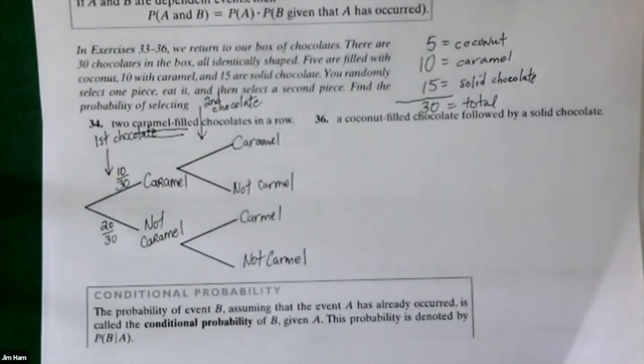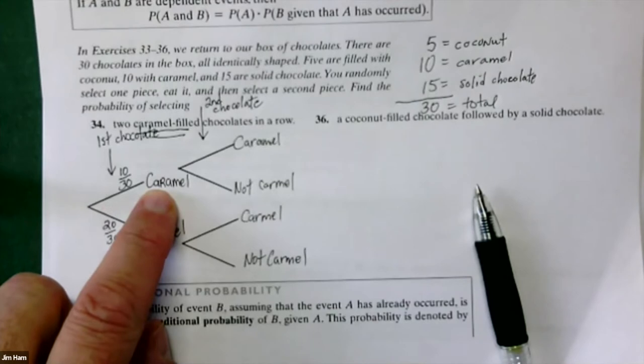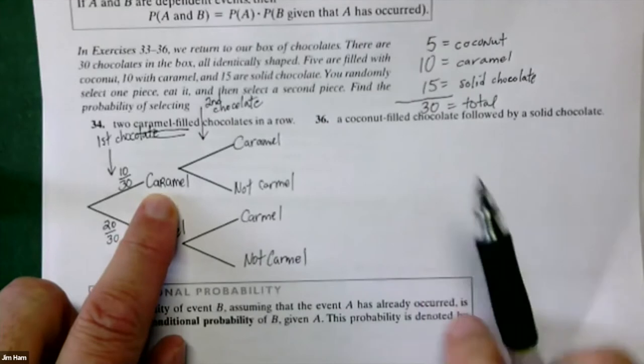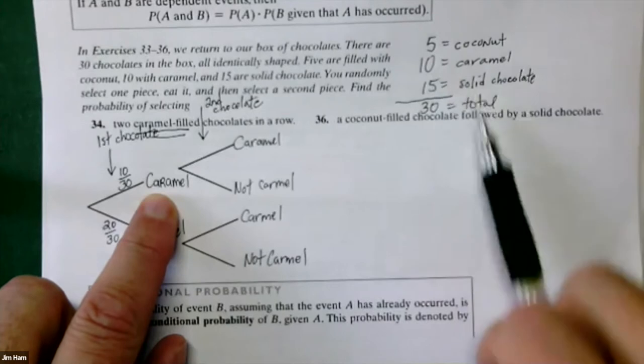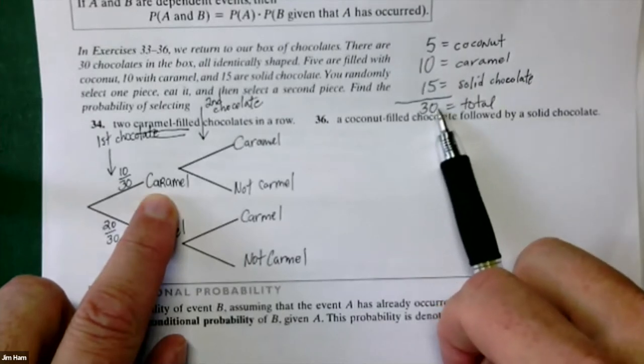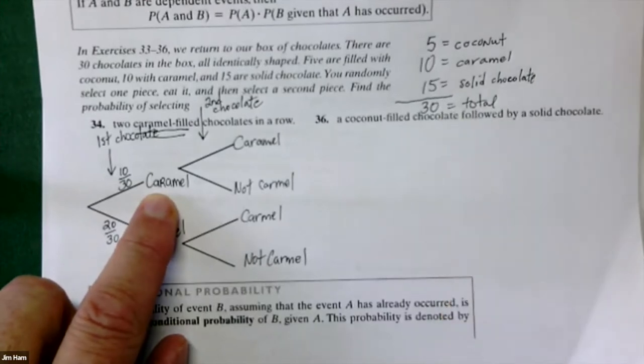All right, now the next grouping is more difficult. Because if we're going up this branch, then that means the first chocolate that we selected was a caramel. So if the first chocolate that we selected was a caramel, then there's one fewer caramel in the box. So instead of 10 caramels, there's going to be 9. And there's going to be one fewer chocolate to select from because we've just taken one of those caramels and eaten it. So there's only 29 left. So imagine that you have a box of 29 chocolates with one of the caramels removed.